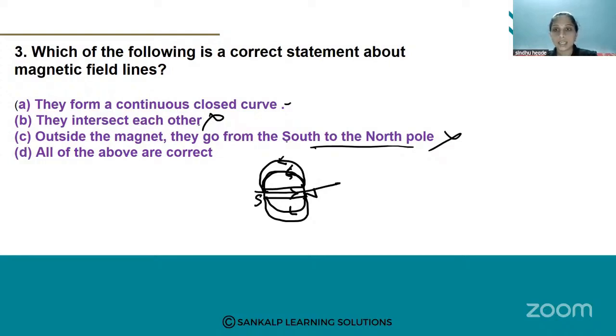Just read this statement carefully. If they mention here inside, this statement is correct. But this time they mention outside the magnet it is south to north, so it's wrong. Okay, so next, all the above statements are correct. Here already two are wrong, so this one is also wrong. They form a continuous closed loop, or they form continuous closed curves. Yes, this is correct. This is studied in the properties. So A option is correct.